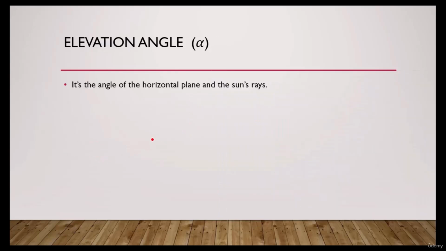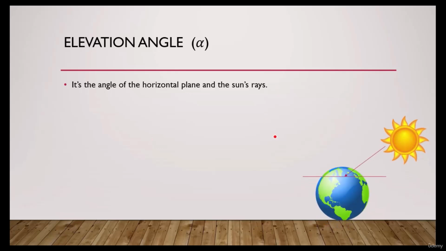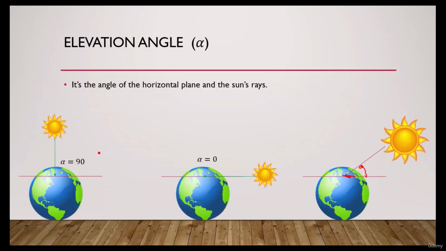Now, let's talk about another type of angle, the elevation angle. The elevation angle is the angle between the horizontal plane and the sun rays. If we have a horizontal plane at any place on the Earth, and the sun goes from sunrise to sunset, the elevation angle varies during the day. It varies between 0 at sunrise and 90 degrees at 12 p.m., in the middle of the day.